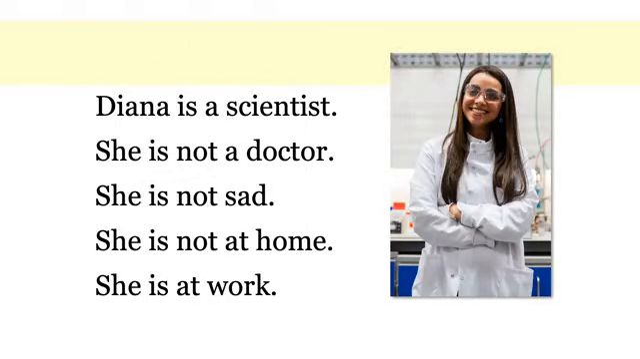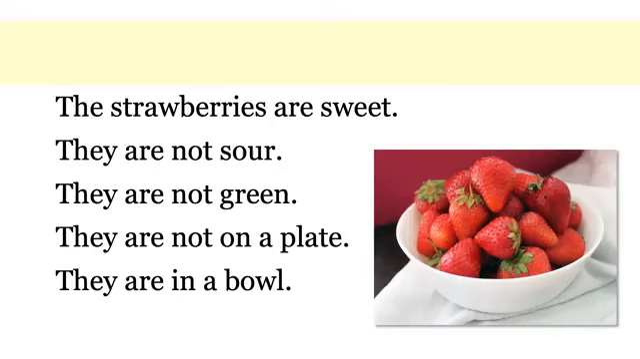Here's some examples. Diana is a scientist. She is not a doctor. She is not sad. She is not at home. She is at work. The strawberries are sweet. They are not sour. They are not green. They are not on a plate. They are in a bowl. You can see, just add not when you want the meaning to be negative.